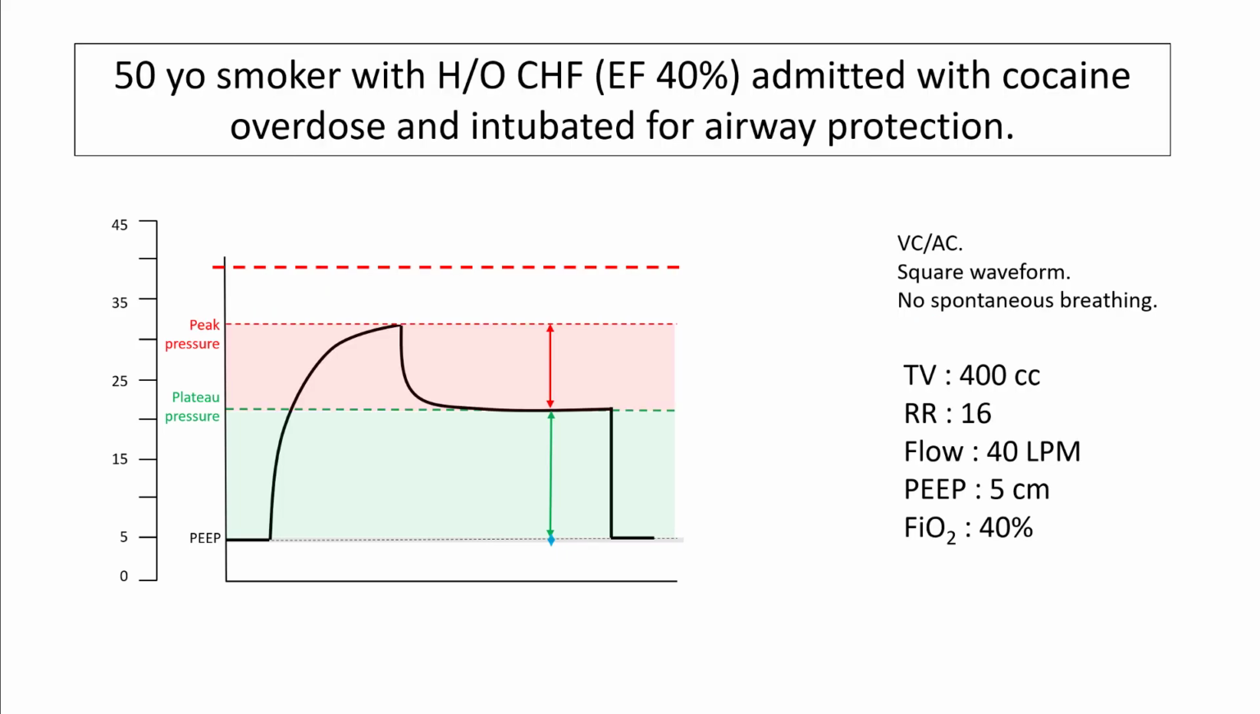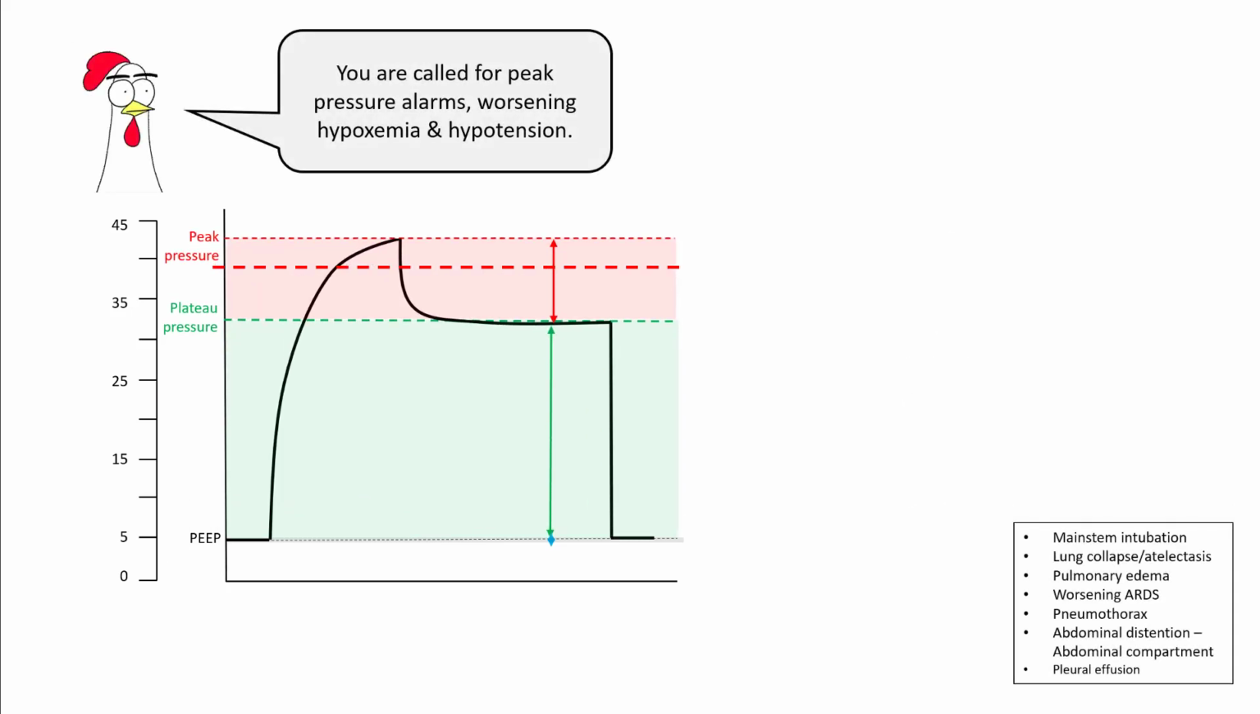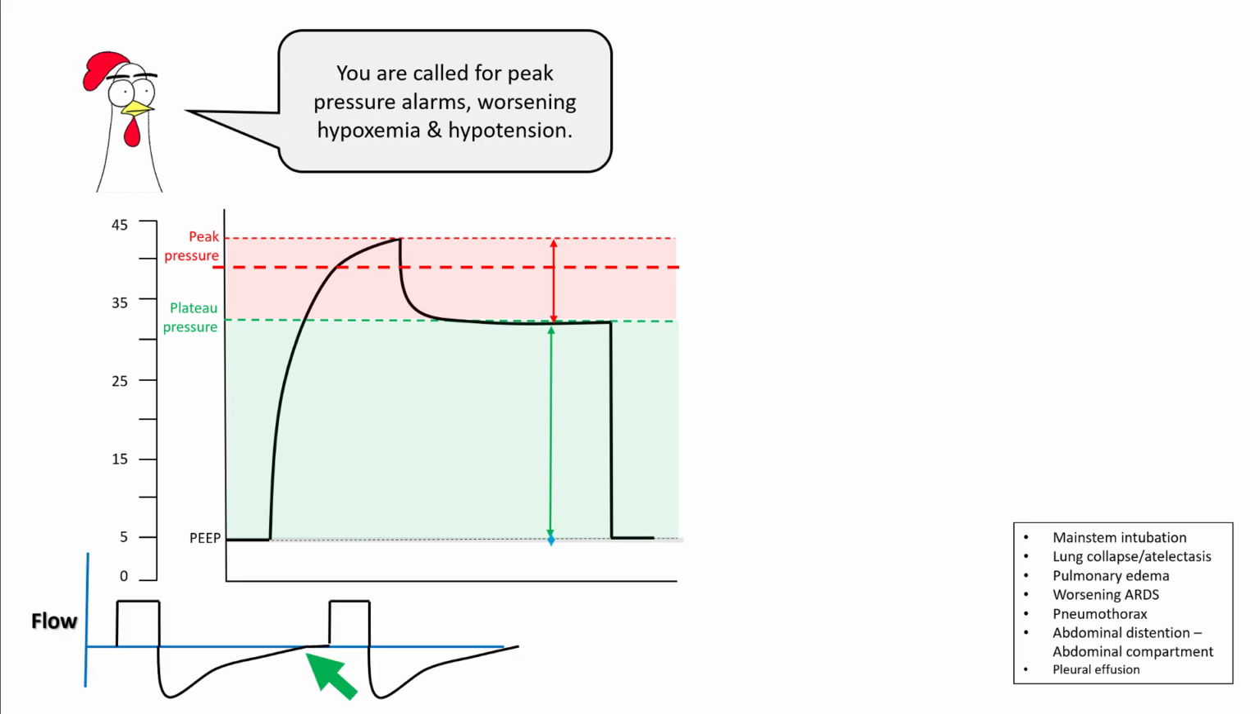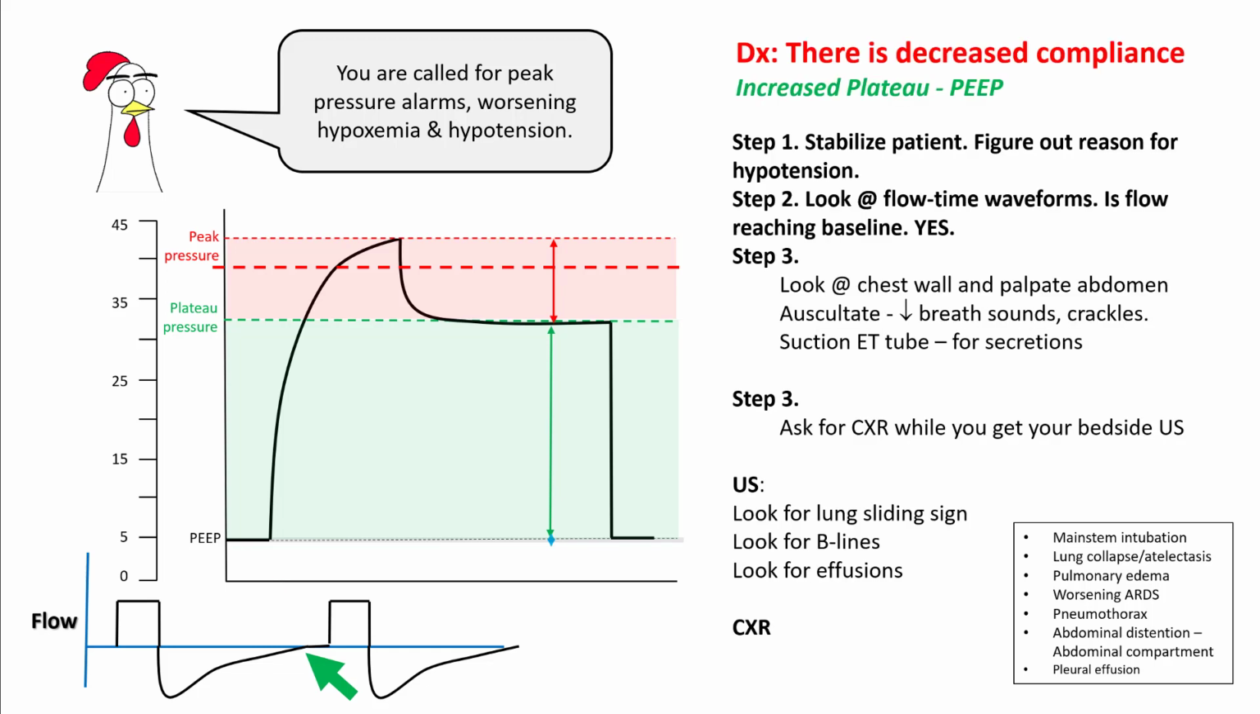We have a 50-year-old smoker with EF of 40%, cocaine overdose, and intubated for airway protection. And these are the vent settings. Everything looks okay right now. You are called for peak pressure alarms again, worsening hypoxemia and hypotension. And again, what you notice is increased plateau minus PEEP, while peak minus plateau appears to be the same, and your baseline pressures are similar to PEEP. So what you're dealing with is decreased compliance because you see plateau minus PEEP is high.